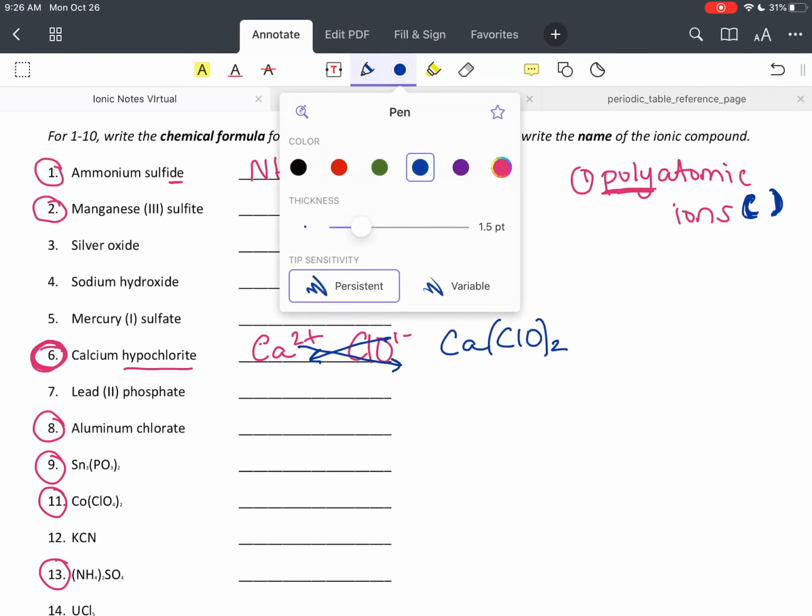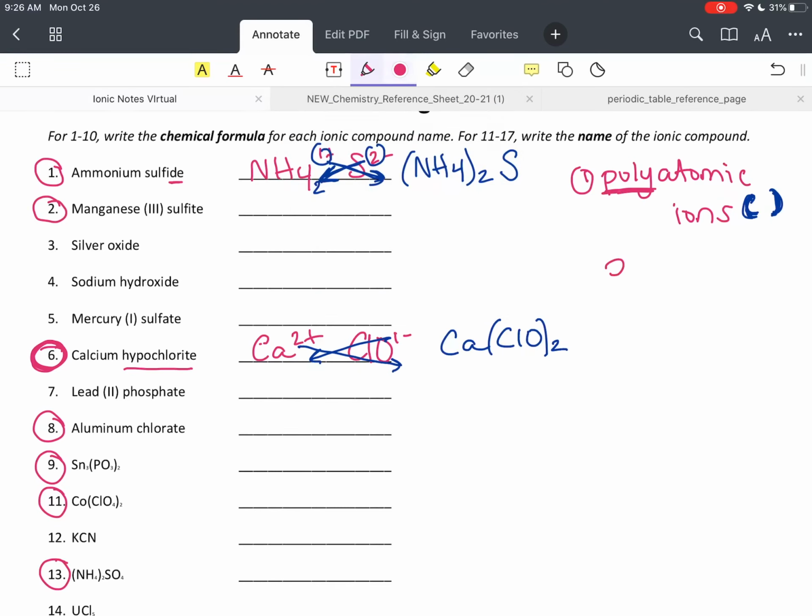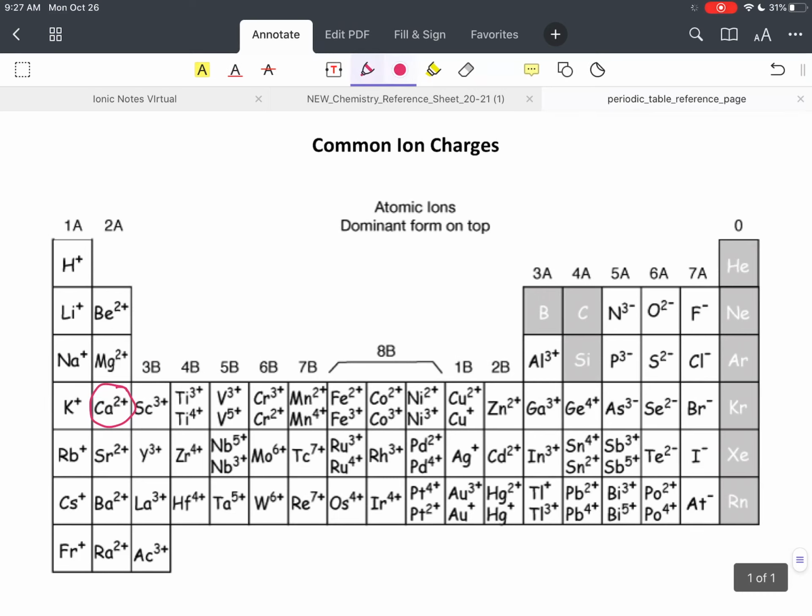All right, let's look at the next thing that I noticed that we forgot, our Roman numerals on transition metals. Okay, so if I look at my periodic reference table, my transition metals are usually kind of these in the center area, and I have a few that kind of bleed over here in this area, but that's okay. Transition metals are anything with multiple charges.